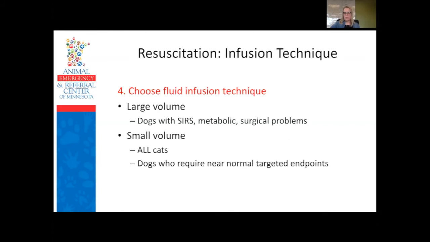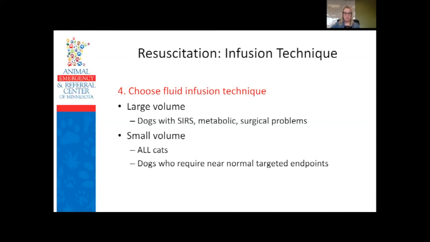So the last step in resuscitating your patient is choosing your fluid infusion technique. It's not as simple as it used to be where you'd say, okay, I'm giving a shock dose of fluids or I'm giving a quarter shock dose of fluids. There's a little bit more reasoning behind how much fluid we're giving to these patients. So we have the large volume fluid infusion technique and the small volume fluid infusion technique. Large volume fluid infusions are appropriate for dogs with those SIRS conditions, dogs with metabolic conditions or surgical problems, compared to small volume fluid resuscitation, which is what should be employed in all cats.